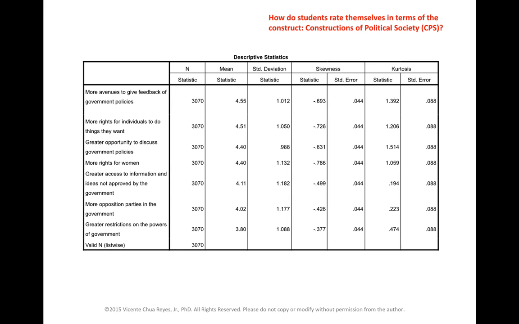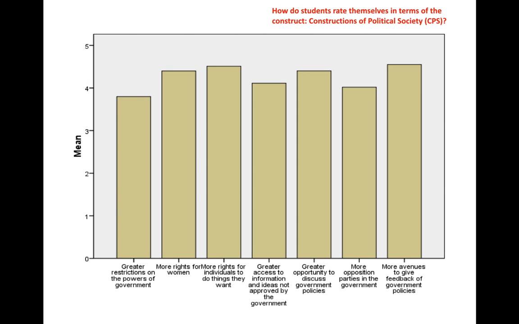Where you have N. Take a look at the second column. N refers to the population. 3,070 responded to this particular question on political society. And if you take a look at each item, let's say more avenues to give feedback of government policies, the mean response was 4.55. Standard deviation was 1.01. We also included the skewness and kurtosis indicators, right? For purposes of this session, just focus on the mean scores, right? So what you see here is that the lowest score is given to this idea of greater restrictions on the powers of government, right? So you can also represent descriptive statistics.